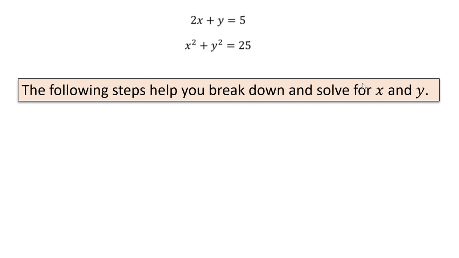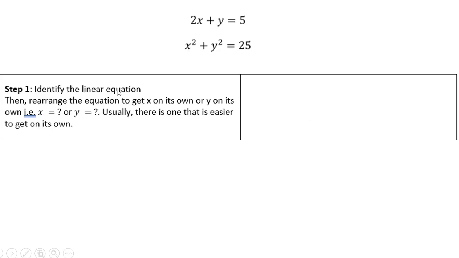Okay, so we're going to follow a series of steps here. Now in your exam paper answer you wouldn't do this, but I'm just trying to clearly illustrate what's going on. So step number 1, identify the linear equation, then rearrange the equation to get x on its own or y on its own. So isolate x or y, solve for x and y, whatever you want to think of it.